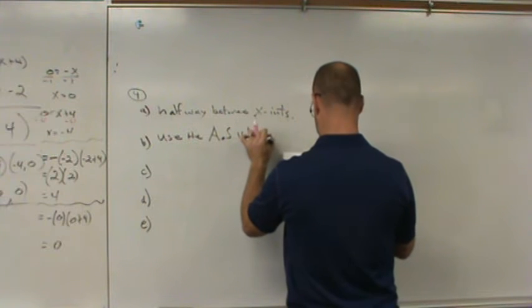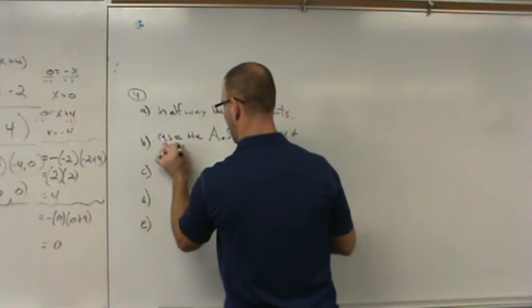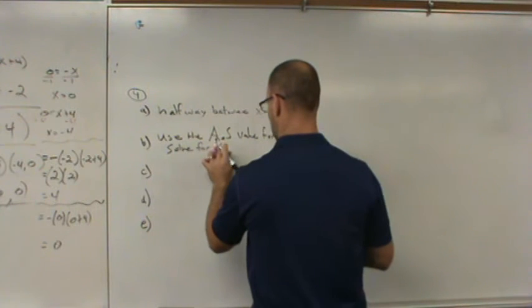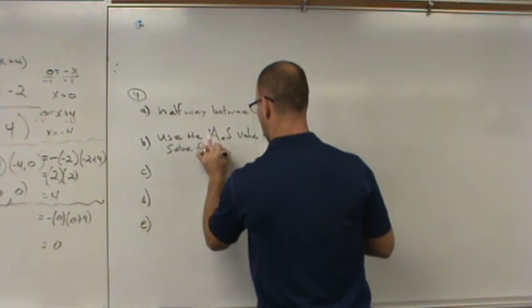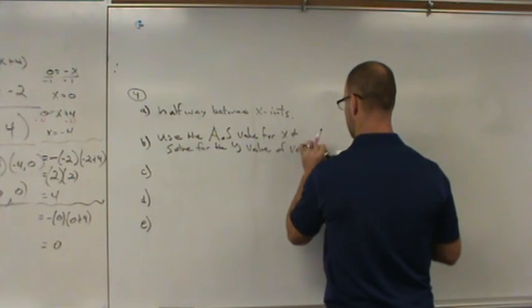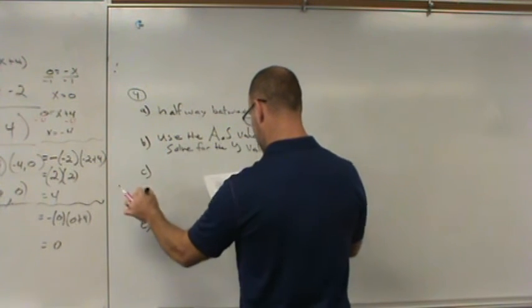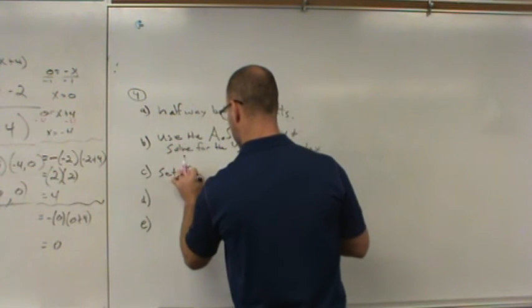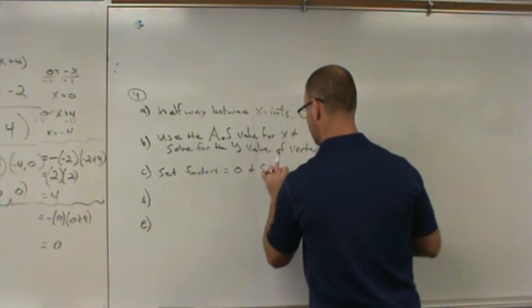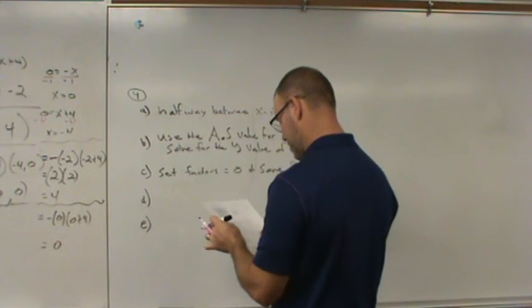value for x and solve for y. Solve for the y value of the vertex. Trying to make this as short as I can. C, how do you find the x-intercepts of the parabola? You set the factors equal to 0 and solve for x. I put solve for y, solve for x.